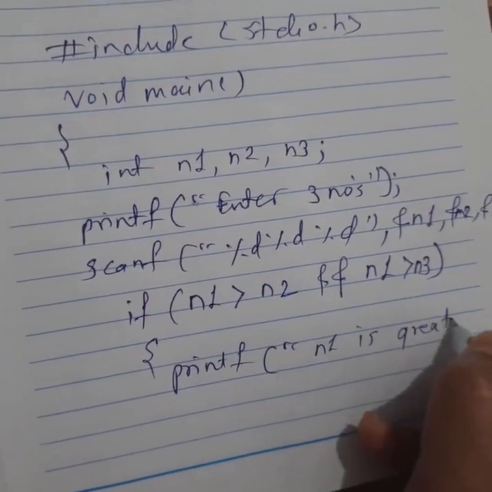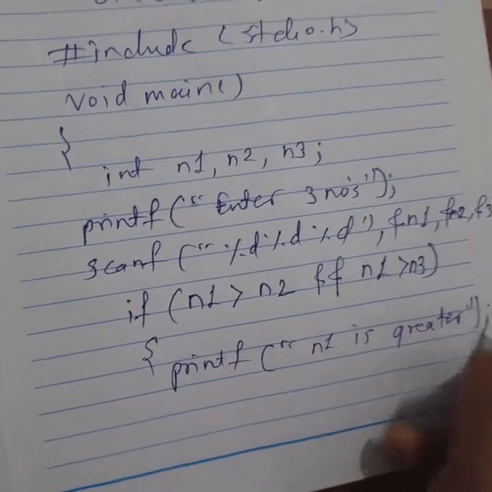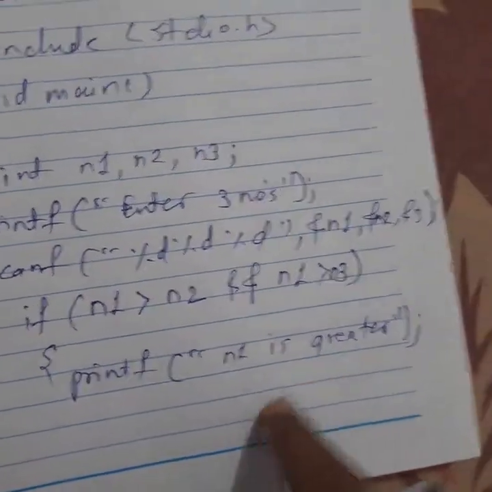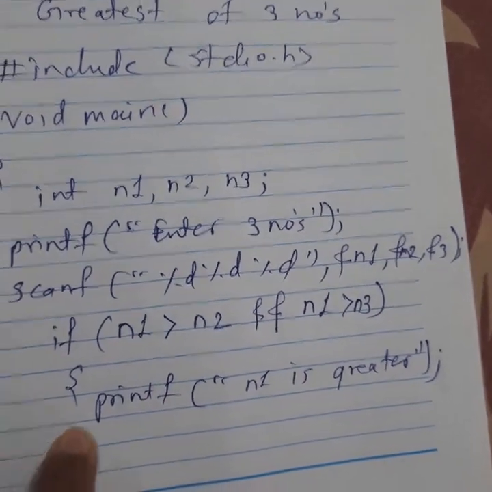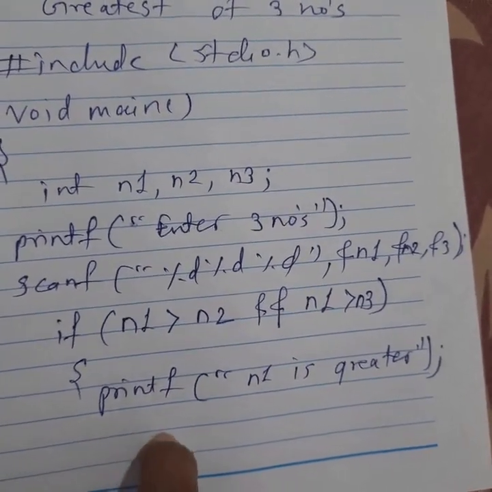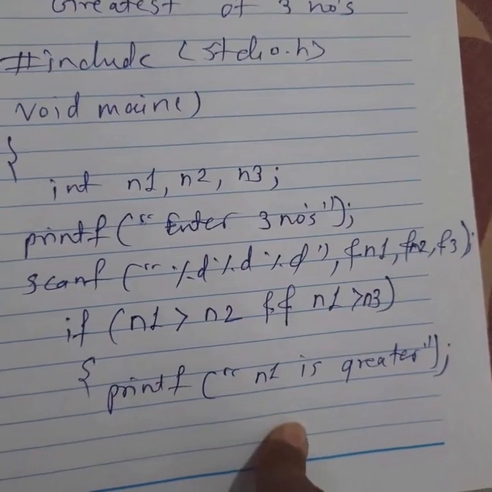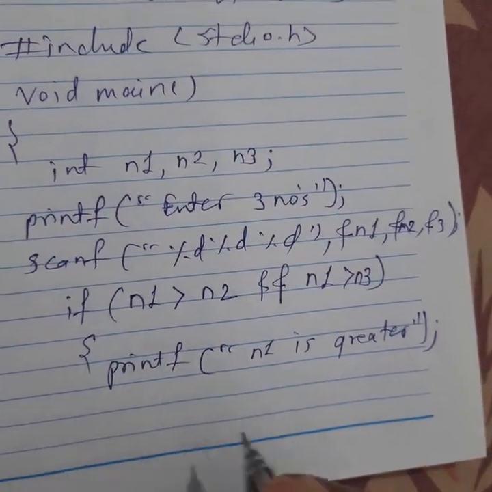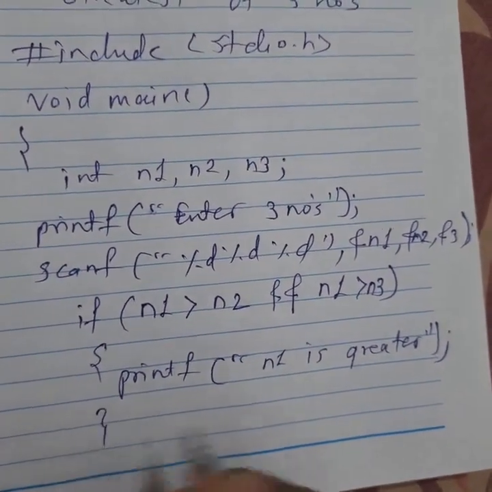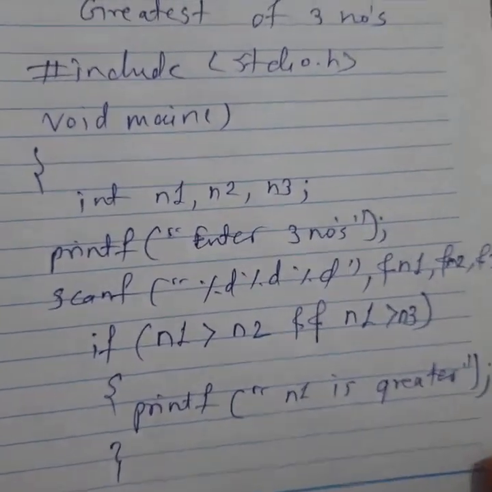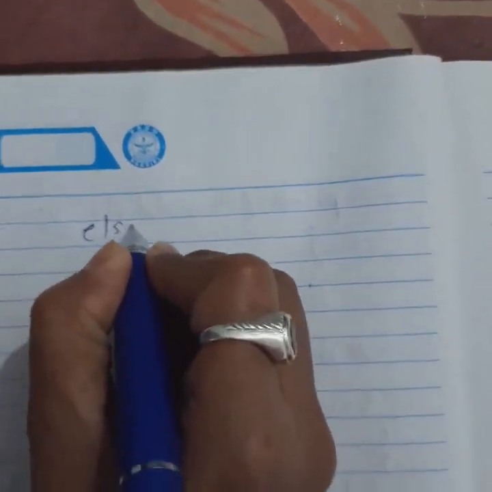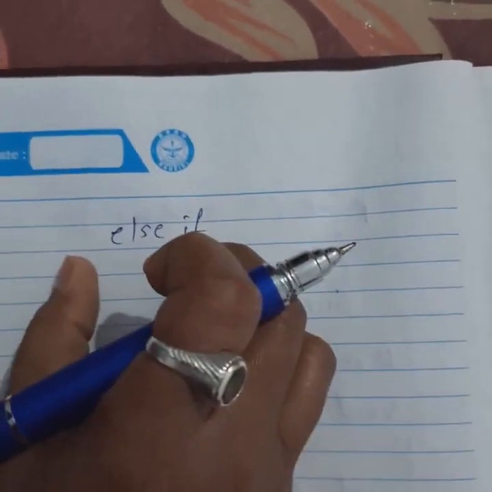I will explain this program again in practical. Here I am explaining theoretically, because you understand better both theoretically and practically. After that, this condition is for number 1. Again a new condition for number 2. For that we write here an else if statement.